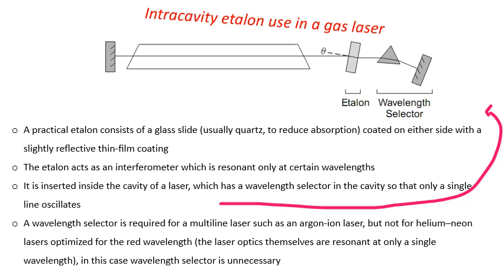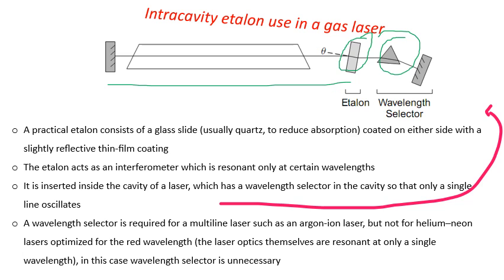Now this is the experimental arrangement for how you can get a single frequency. This is the etalon, this is a wavelength selector, and this is your cavity. This is called an intra-cavity etalon. Intra-cavity means it is inside the cavity, not outside of the cavity. With the wavelength selector that we have studied already, if we use an etalon here, then we can have a single frequency, choose a wavelength, and you have an optimized laser.